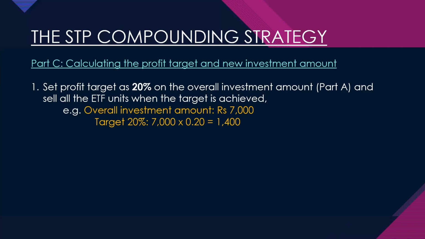So our profit target would be 20% of the 7,000, which is 1,400 rupees. So that means whenever we get 1,400 as profit, we will be selling all the ETF units and we will start fresh. And what do we do after booking profit?